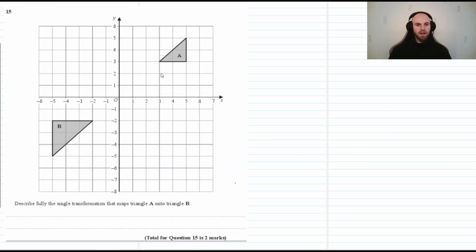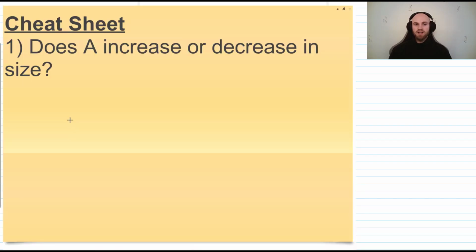Okay, so question 15. We've got two triangles here, triangle A, triangle B. Describe fully the single transformation that maps triangle A onto triangle B. So if we go to the cheat sheet, the question we want to ask here is, does A increase or decrease in size, which would suggest that it is an enlargement.